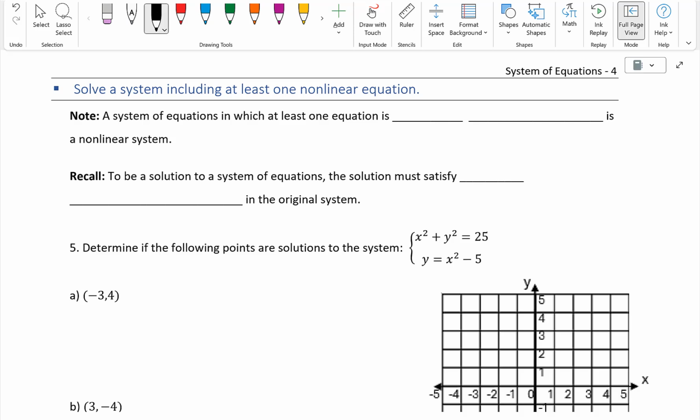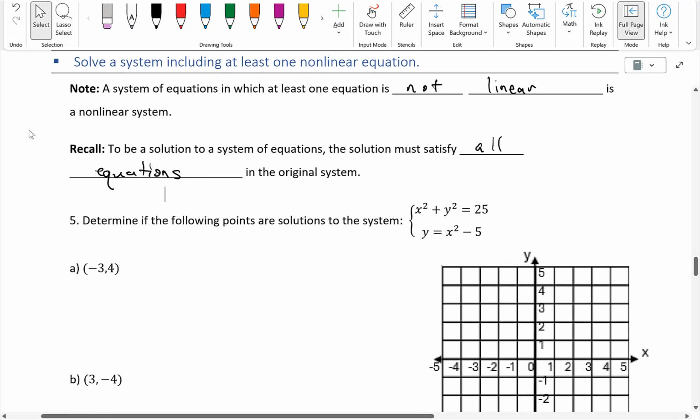But we'll spend some more time in here solving systems including at least one nonlinear equation. So we start with a note: a system of equations in which at least one equation is not linear is a nonlinear system. Recall, to be a solution to a system of equations, the solution must satisfy all equations in the original system. That doesn't change when we have nonlinear ones. In fact, it'll be even more important to do your checks here.